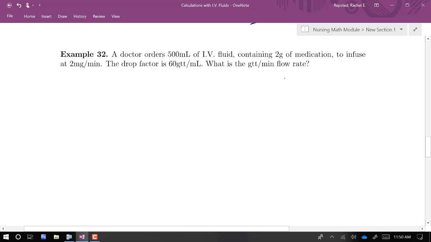So here's one thing that's really important here. We're finding a flow rate. We're finding a rate. And I often think of these problems in a way like, if I want to find a rate, I'm going to start with a known rate. The known rate they gave me is 2 milligrams per minute. So I'm going to treat that as my starting part of the order. And then this part of the order gives me an equivalence. So 500 milliliters is equivalent to 2 grams. And then the drop factor is 60 drops per milliliter. So I know that 1 milliliter is equal to 60 drops. And we want to end up with drops per minute.